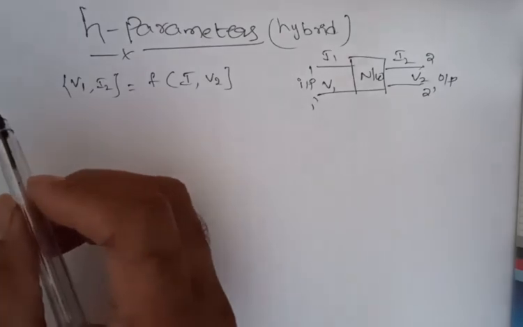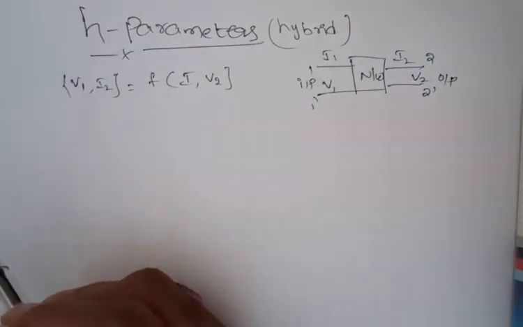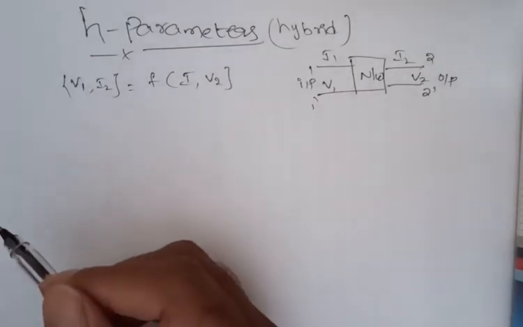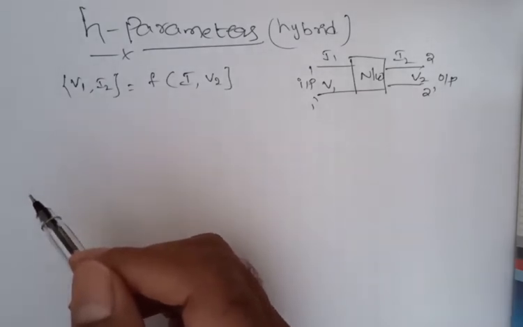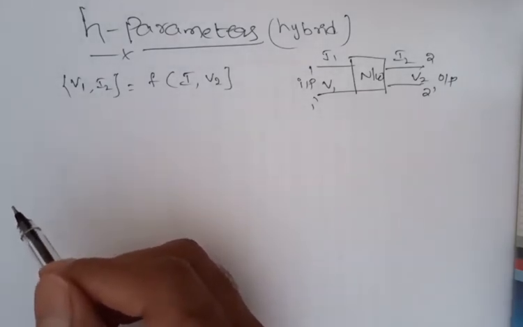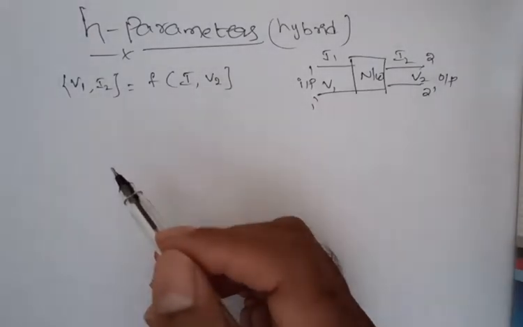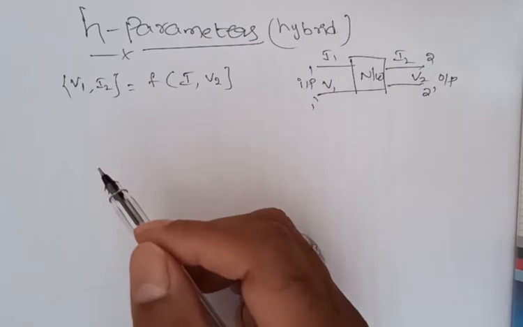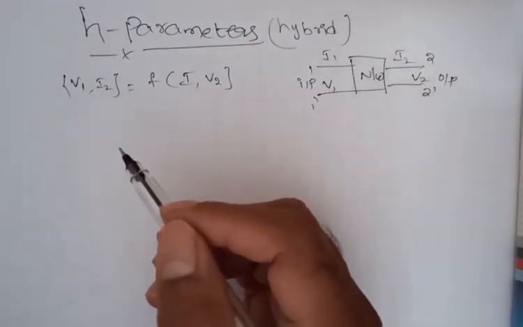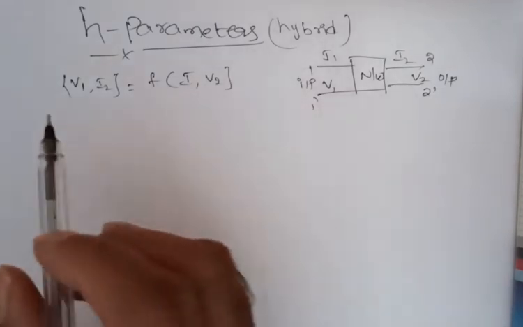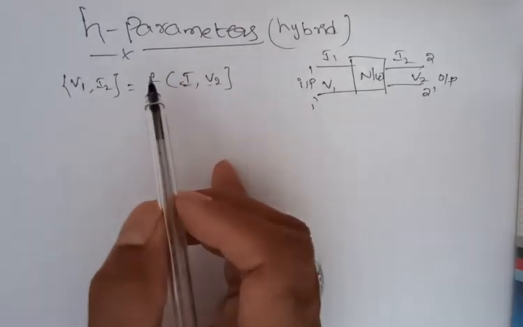These parameters are very useful in constructing models of transistors. If you want to analyze a transistor, H parameters will be very useful, because we cannot use the open circuit and short circuit parameters Z and Y to analyze transistor amplifier circuits. These parameters are obtained by expressing the voltage at the input port and the current at the output port in terms of the current at the input port and the voltage at the output port.